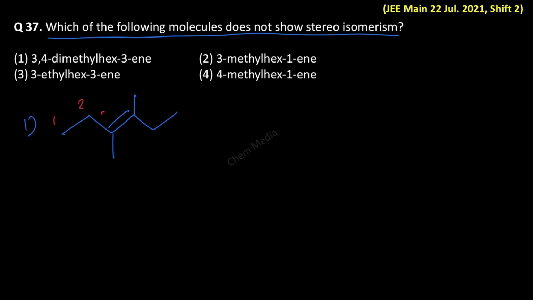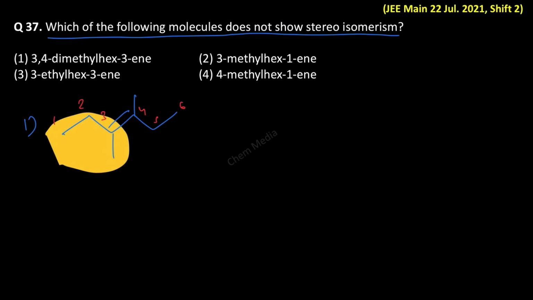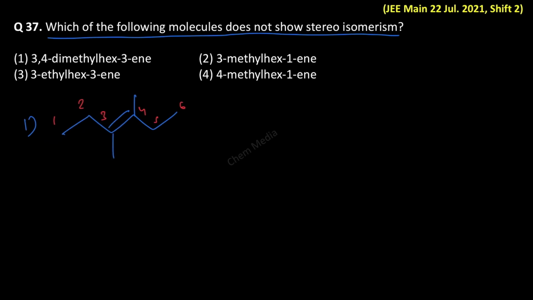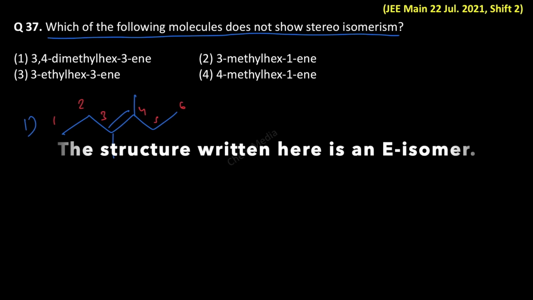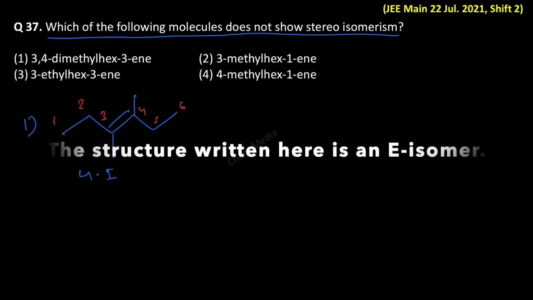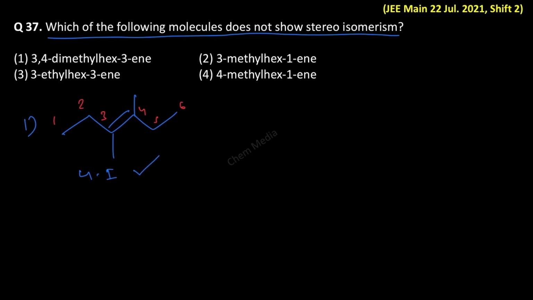1, 2, 3, 4, 5, 6. For this molecule, geometrical isomerism is possible, isn't it? Because we have an ethyl group and a methyl group on one side. Likewise, we have an ethyl group and a methyl group on the other side. So therefore, EZ configuration is possible for 3,4-dimethylhex-3-ene. So therefore, geometrical isomerism is possible, optical isomerism not possible because we don't have any chiral centers.